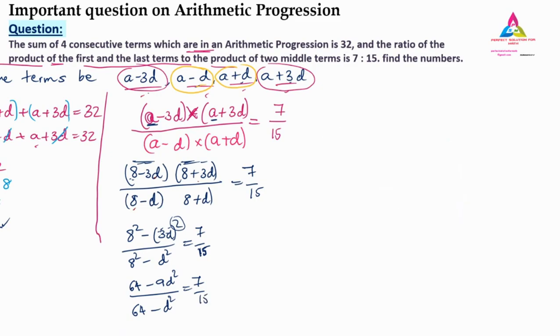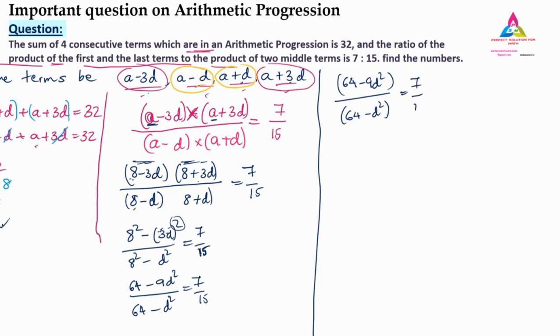Next calculation, we will continue the same thing. What I will do is write 64 minus 9d square in the bracket, and 64 minus d square in bracket, 7 by 15. The same thing I have written once again, but I have changed only one thing: I have written it in a bracket, that's all. So now we have to do the shifting. This 15 I have to bring on to the left hand side. This 64 minus d square I have to bring on to the right hand side.